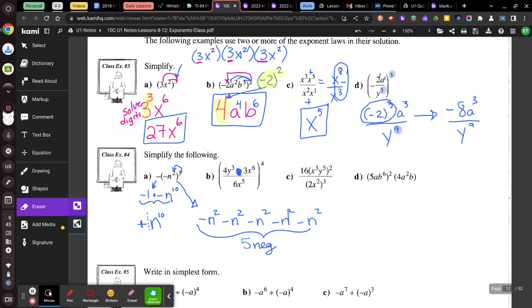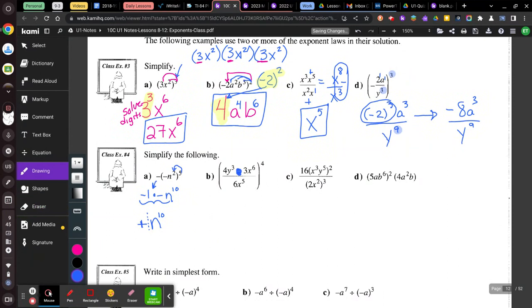Here we go. Let's look at B. All right. Letter B. There's no negatives, so we don't have to worry about any of that. All we have to do is put the hidden ones. Where's my hidden ones going to go? On all the digits. Okay, so hidden ones go on my digits. A 4, a 3, and a 6. So it says I've got 4 sets of that whole big bracket. So I'm going to multiply that outside 4 into all of them.